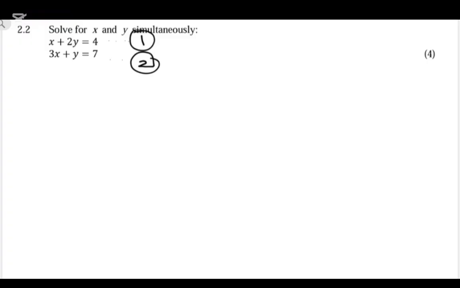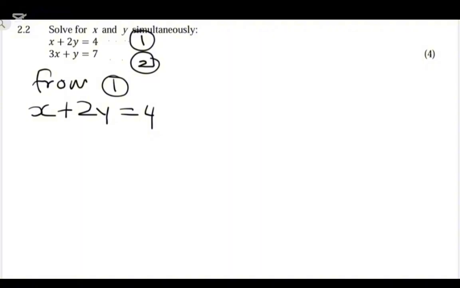From these two equations, we're going to pick one that seems a little bit easy for us to solve for x or y. Both of them are easy, so I can simply pick one, just for the record. From equation 1, what does equation 1 say? It says x plus 2y is equal to 4, and I can make x or y the subject of the formula. For this one, I can make x the subject of the formula.